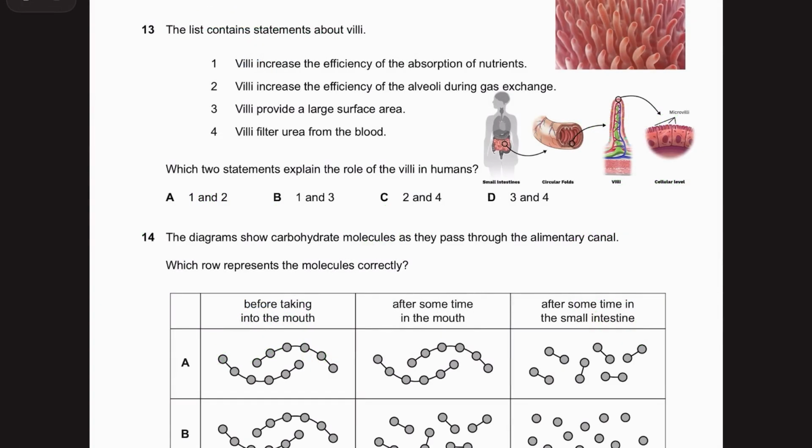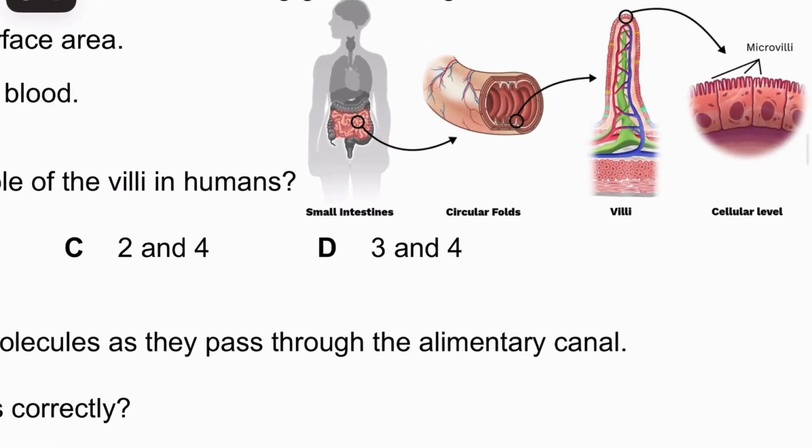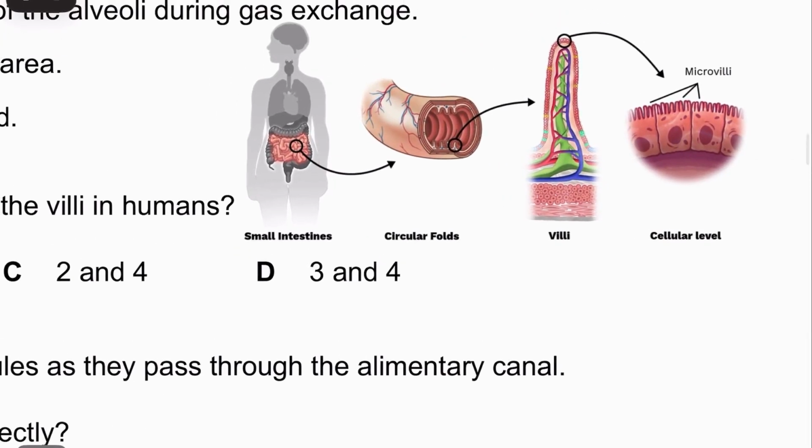Question 13, the list contains statements about villi, and you're supposed to find which two statements are correct. So let's just look at what the villi actually is, okay? So you have the human body here, and then you have the digestive system, specifically the small intestines, and then this is the large intestines. Always looks like a question mark, right? So the small intestines, if you zoom in on them, over here you will have this inner surface, which is not smooth, but looks like that.